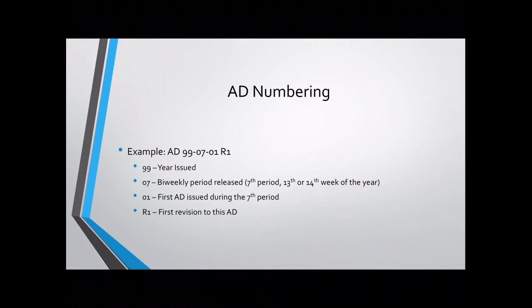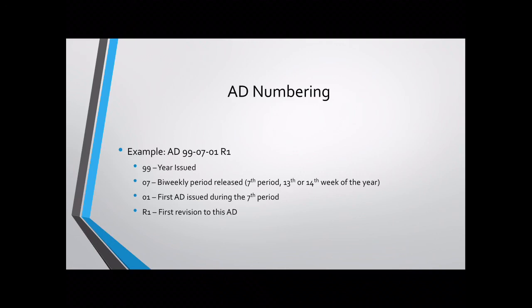In this case, we're going to take a look at an example, AD 99-07-01R1. The way this breaks down, 99 is the year that this was issued, so 1999. 7 is the bi-weekly period. So bi-weekly, we mean every 2 weeks. So the 7th period of 1999 would be either the 13th or 14th week of the year. It's a little bit confusing, but typically if you multiply your bi-weekly period by 2, then you'll have an idea of what week of the year it is.